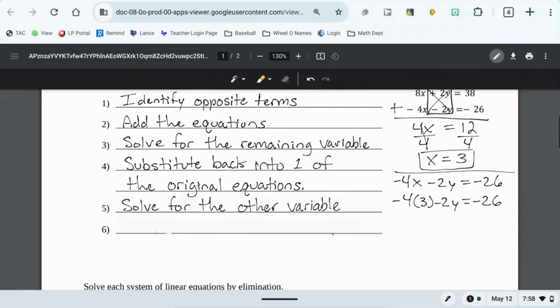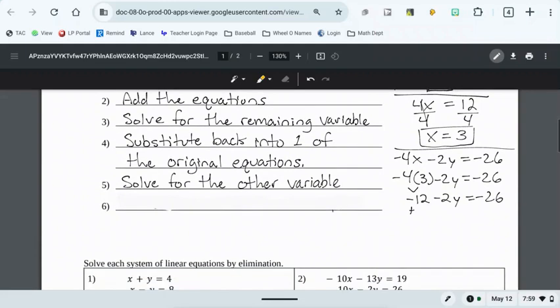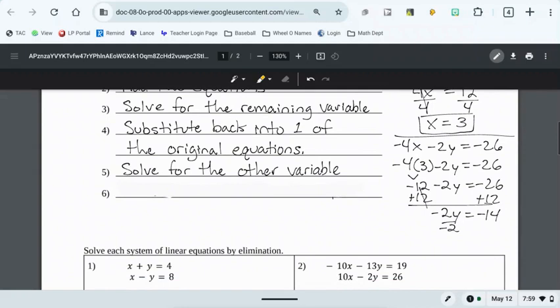Now that we've substituted, we're going to solve for the other variable. So we're solving for y. This is -12. Add 12 to both sides. And then we divide by -2. y equals 7. Now, final step. Write the answer as an ordered pair. Our x value is 3. Our y value is 7.